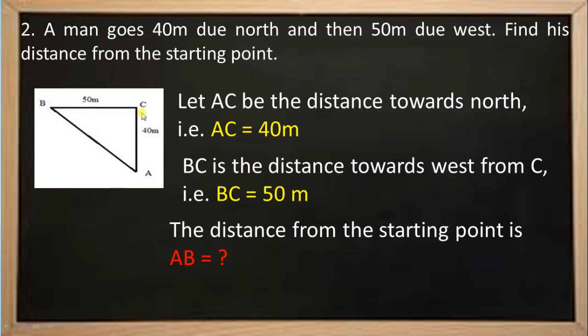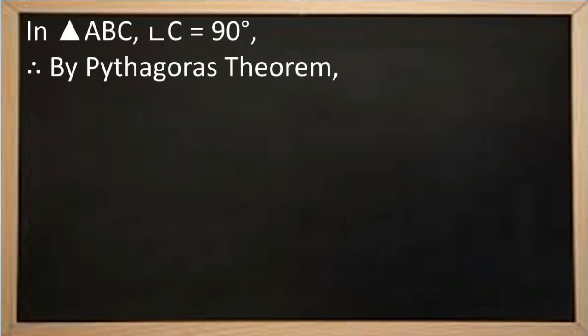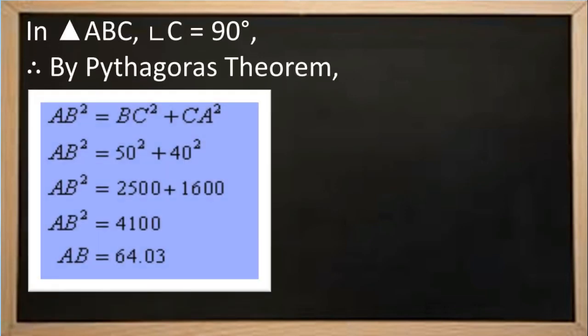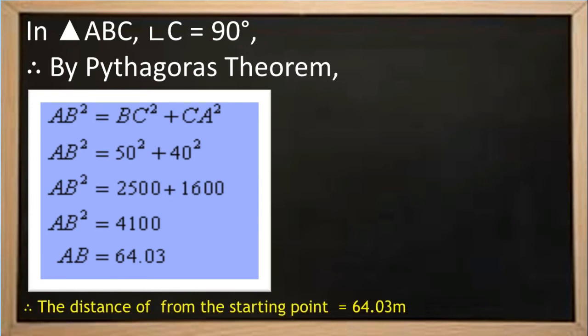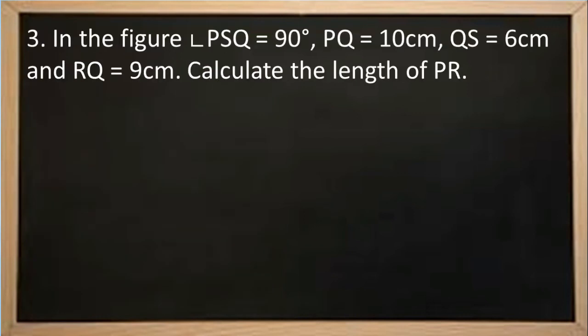We need to calculate the distance from the starting point, that is nothing but equal to AB. Consider the triangle ABC and angle C is 90 degrees. With the help of Pythagoras theorem, AB will be equal to 64.03. That means to say the distance from the starting point is 64.